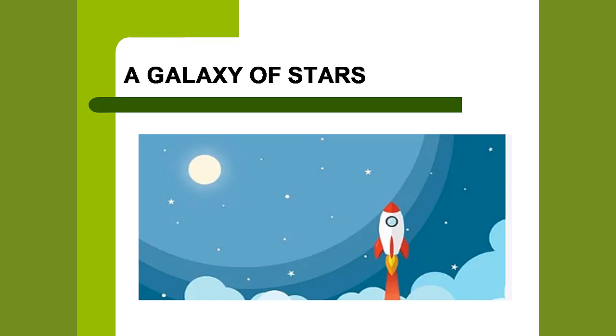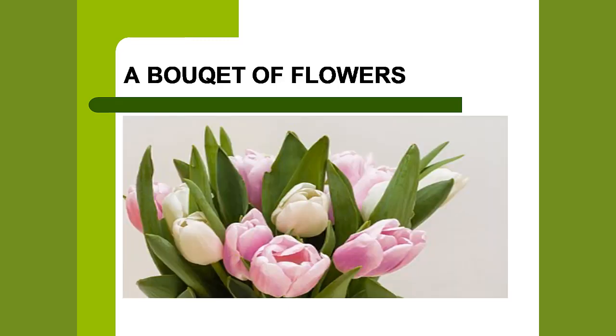Now there are some other examples of collective noun with pictures so that you can easily understand it. A galaxy of stars. Galaxy is a collective noun. You can see the picture over here. There are different stars over here, a group of stars. You can use a word galaxy for the group of stars. You can say that a galaxy of stars.